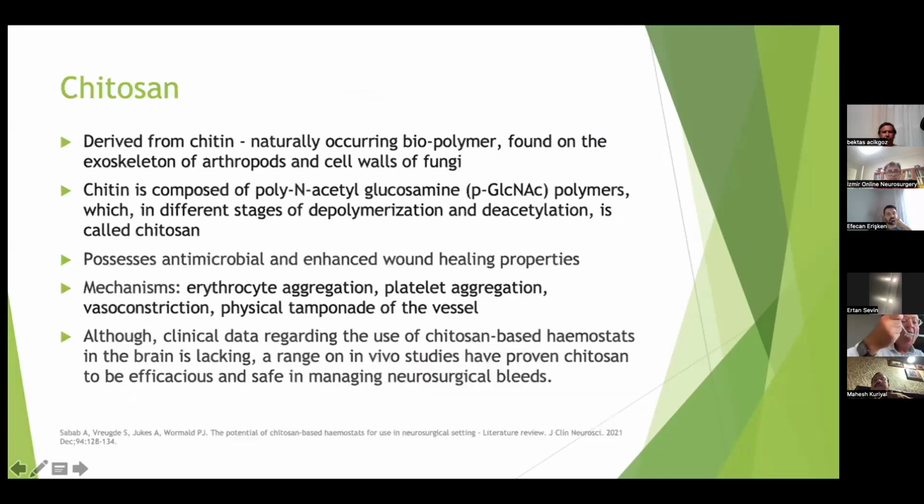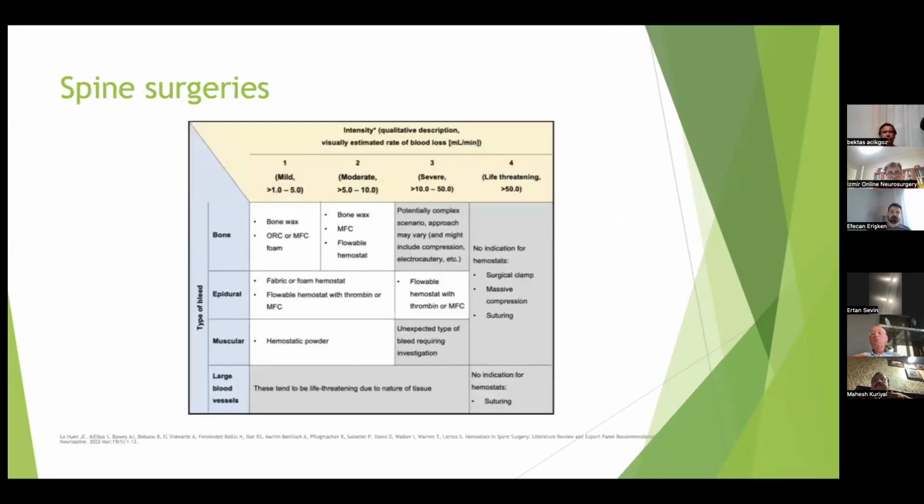Hemostasis. Chitosan is a compound derived from chitin, and it is essentially made from the exoskeleton of arthropods and the cell walls of fungi. We don't have much clinical data on the use of chitosan-based hemostats in the brain. Studies are still going on about whether it is safe to use in neurosurgical procedures.